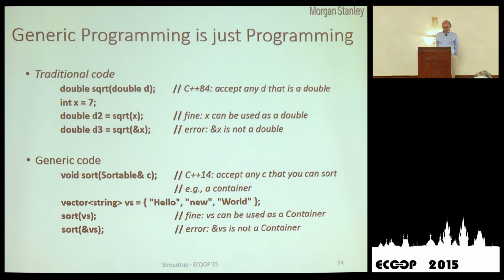Let's try that with something generic. Let's sort something that's supposed to be sortable. We take something that can be sorted, like a vector of strings, sortable. Is it a sequence? Does it have random access? And can you compare the elements? Yes, yes, and yes, we're home dry. Then we take something that isn't sortable, like a pointer to a container, and it isn't, and you get the kind of error message I showed you on the previous slide.